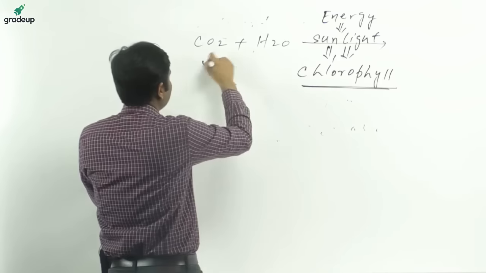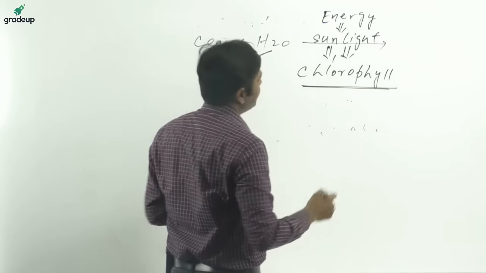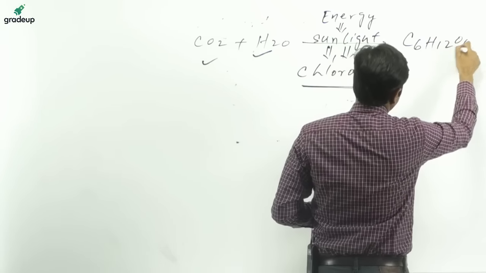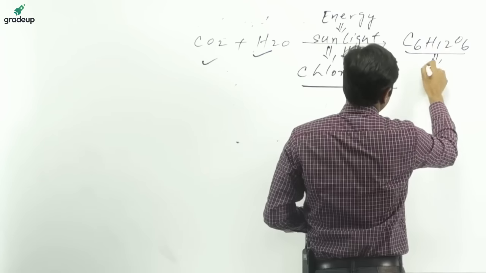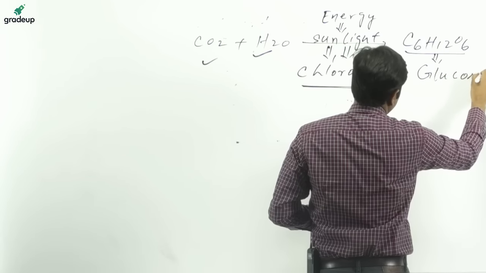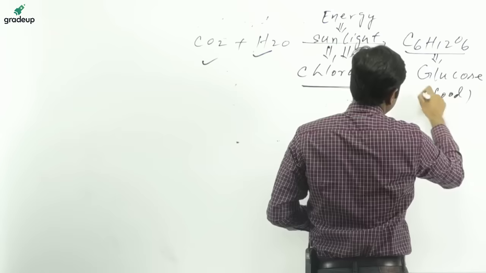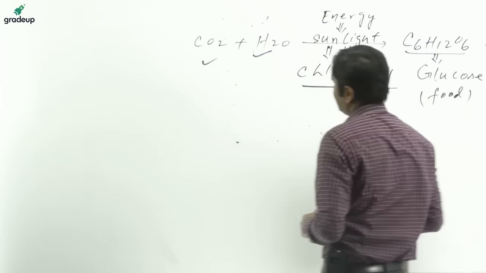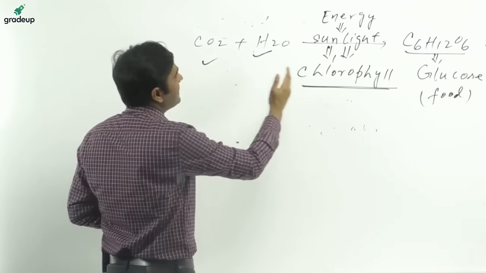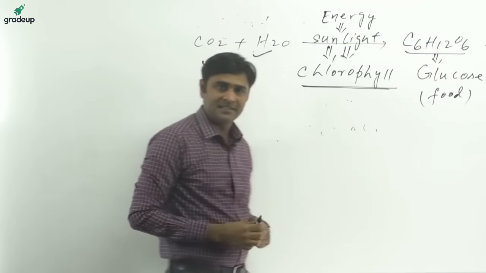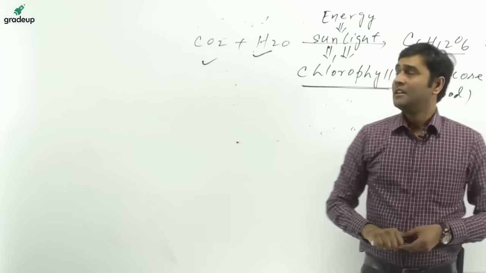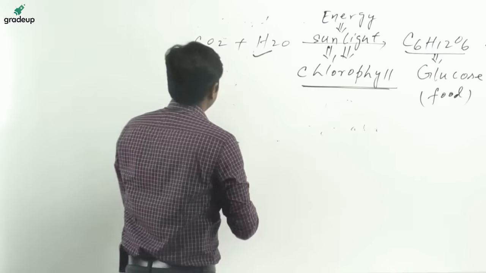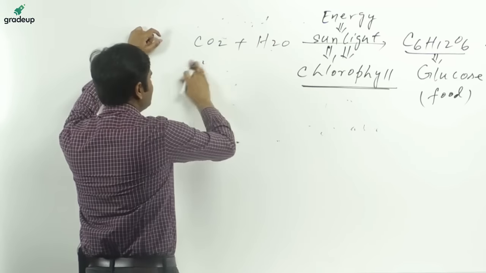And using these raw materials, plants make their food, that is glucose, C6H12O6. This is glucose and this is the food of the plant. Also plants give us oxygen. So guys, this is the chemical equation of photosynthesis.